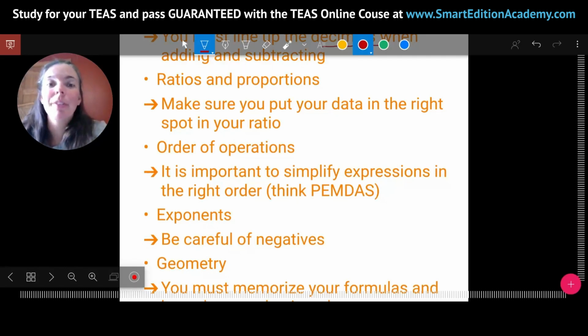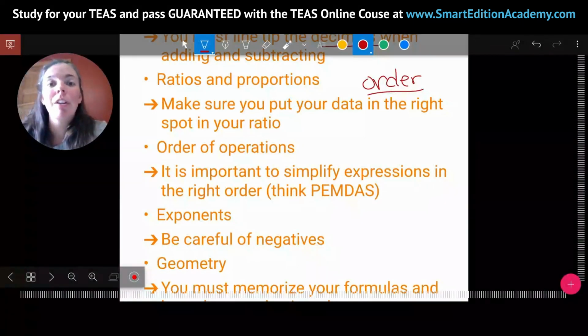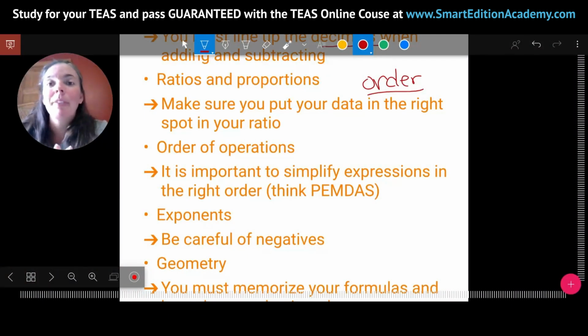So order is really important when we're talking about ratios, and proportions are basically just setting two ratios equal to each other to solve for a missing value. And in that case, order and where you put your data is still very, very important.